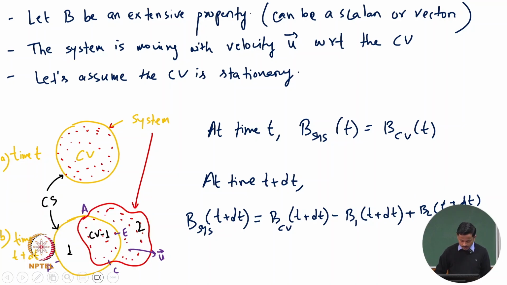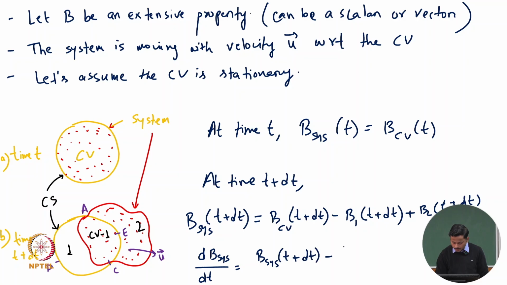So once we have that, if we want to find out the time rate of change of B_system, this is equal to B_system at t plus dt minus B_system at t, divided by dt. And this is just the time rate of change of the quantity B in the system's frame of reference.